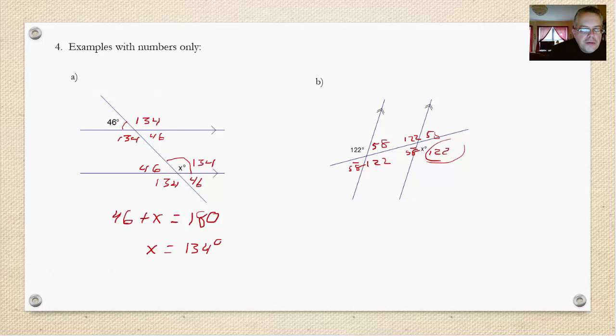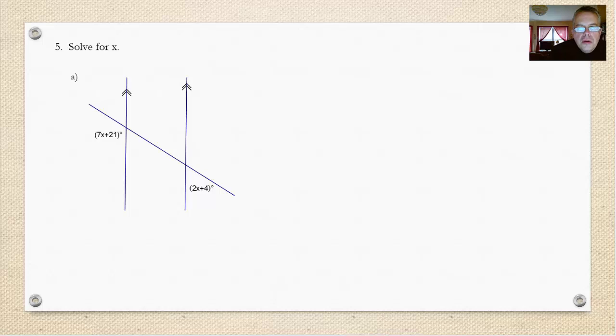All right, let's move on to an example with expressions. So here's a typical problem. We want to solve this for x. I've got to think about the relationship between these two angles. Well, these are same side exterior angles. Same side exterior angles are supplementary, so they have to add to 180.